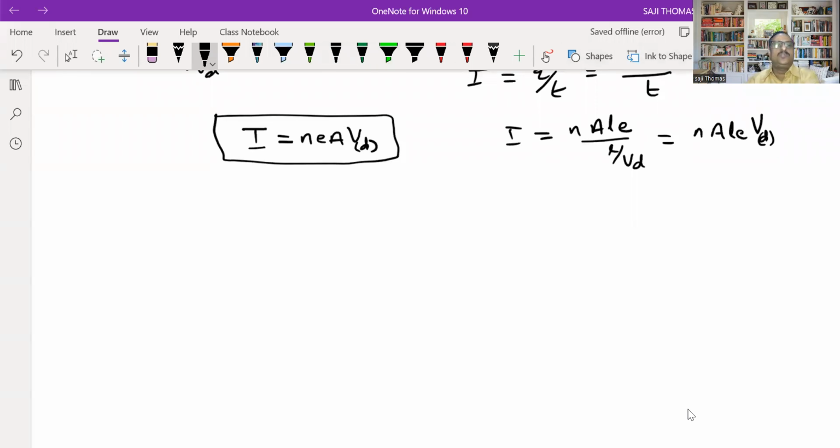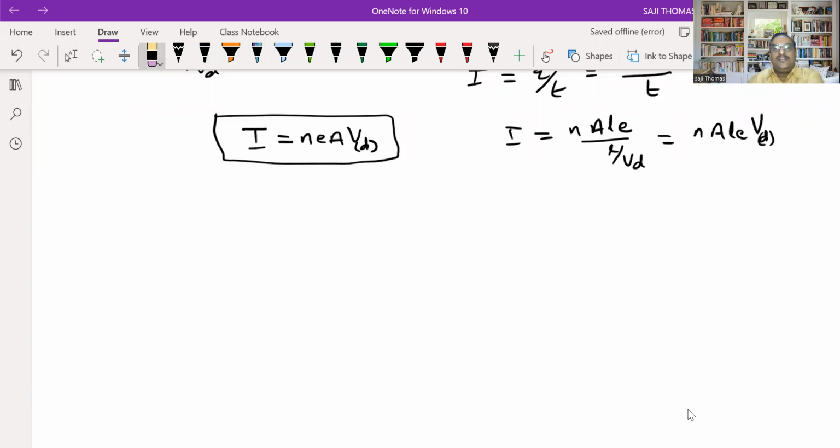Hi everyone, welcome to the third lesson of current electricity. In the previous lesson, we derived the relation between electric current and drift velocity. Today, we are going to deduce Ohm's law from the expression for current. Deduction of Ohm's law.